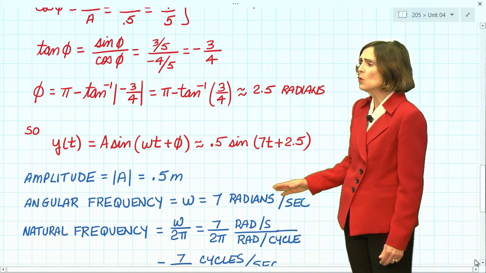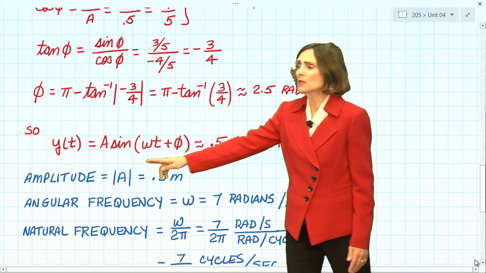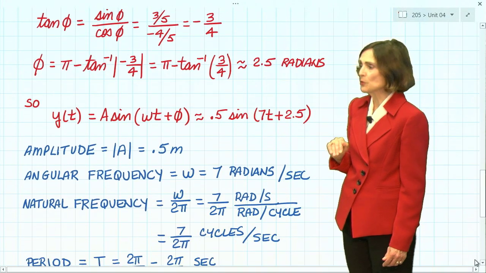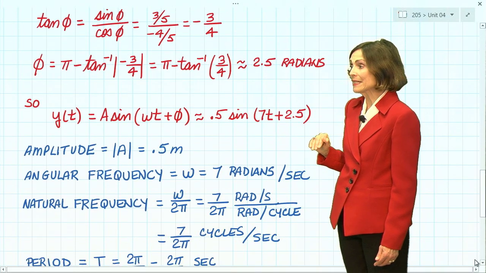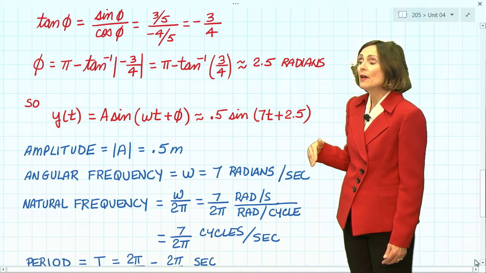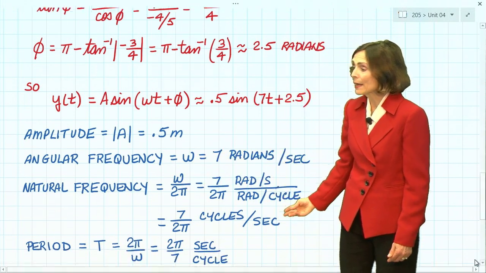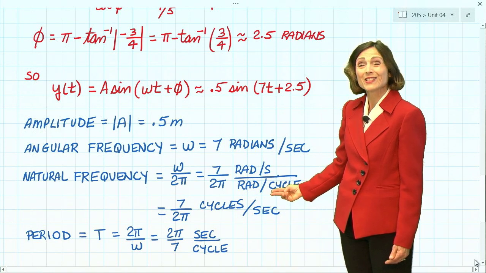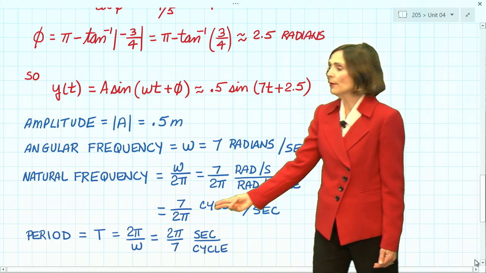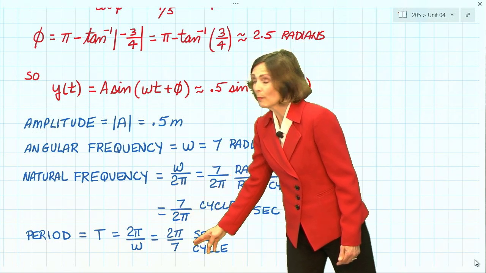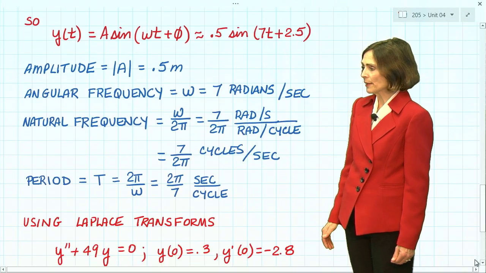So the amplitude is the magnitude of this multiplier, in this case 0.5 meters. The angular frequency is 7 radians per second. The natural frequency is the angular frequency divided by 2 pi to give us 7 over 2 pi cycles per second. And the period is the reciprocal of the natural frequency. It's 2 pi over 7 seconds per cycle.